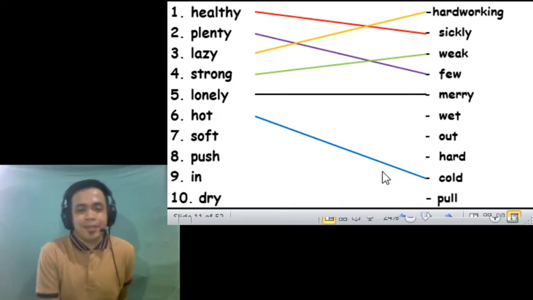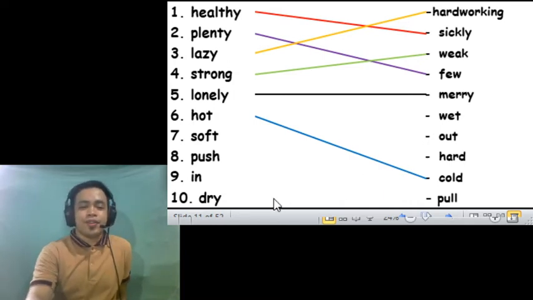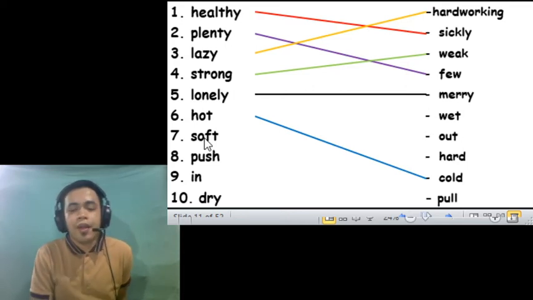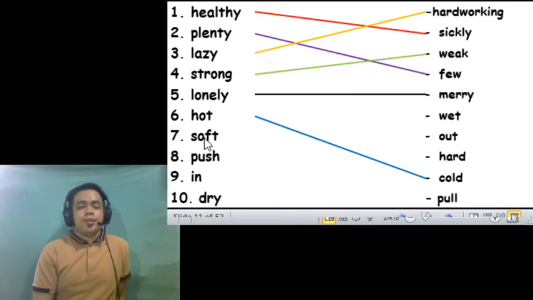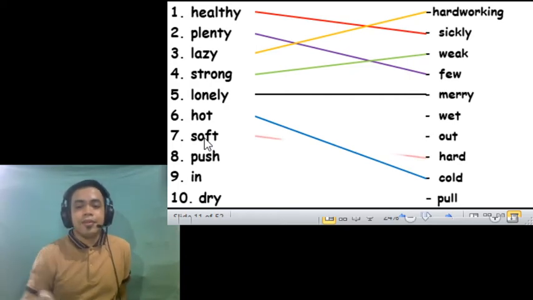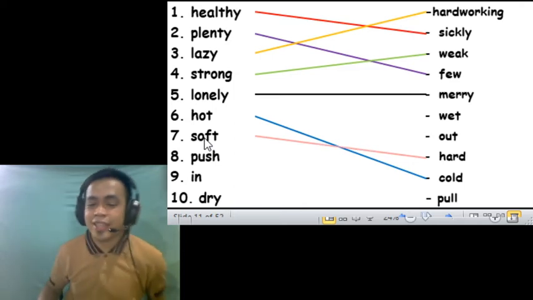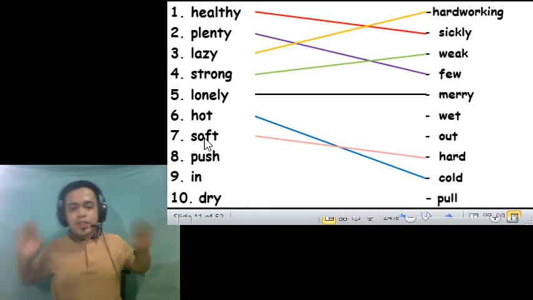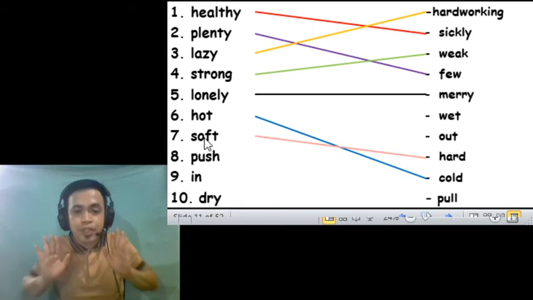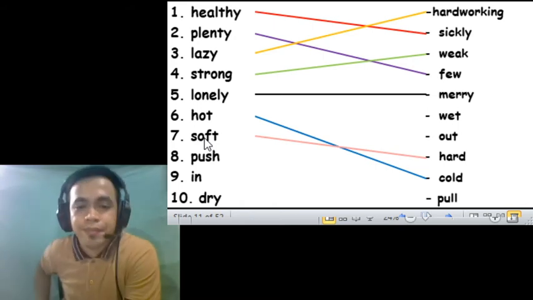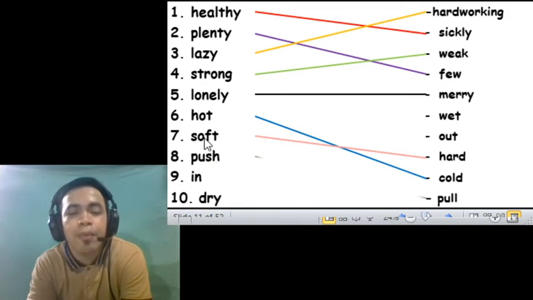Okay, malamig. Now, another one is soft. Number 7. Another easy one. What is the opposite of soft? Wet, out, hard, pull. The answer is hard. Okay, so magkabaliktad yan. Hard is matigas. Soft is malambot. Next is push. What's the opposite of push? This one is push. Tulak. Now, the opposite is what? Wet, out, or pull? The answer is pull.